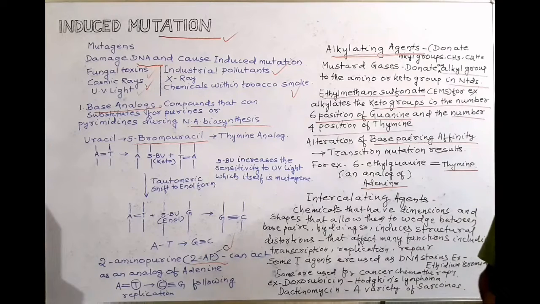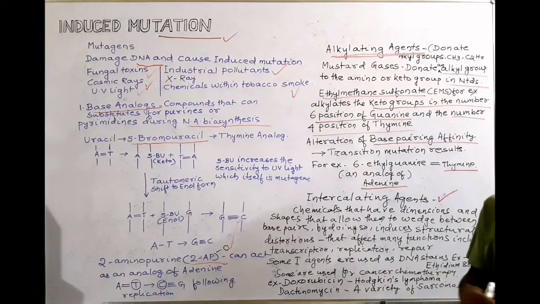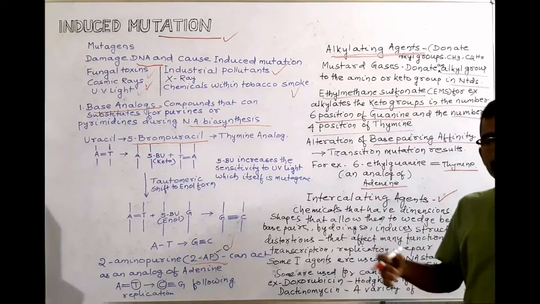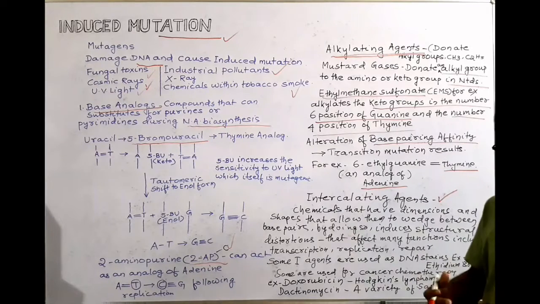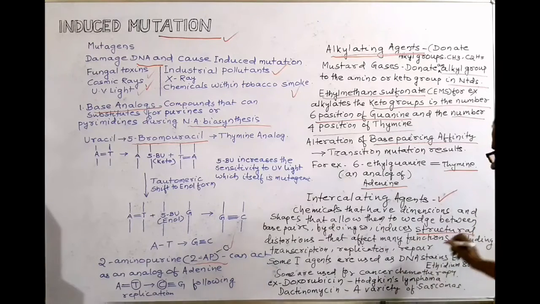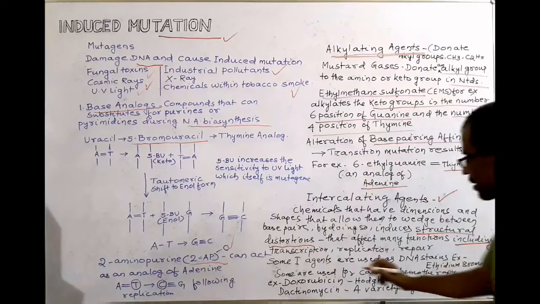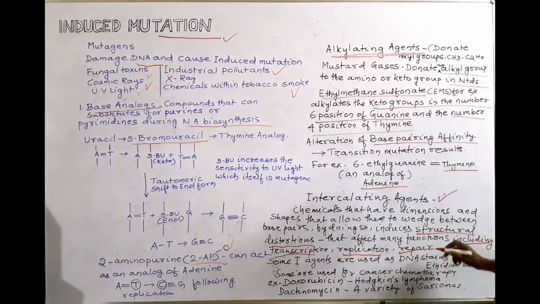Another group of chemical compounds has the shape and dimension by which they can wedge between base pair. These agents are called as intercalating agents. Intercalating agents are the chemicals that can fit between base pair. When intercalating agents are inserted between base pair, it induces structural distortions. So the intercalating agent causes structural distortion in the DNA double helix. So the structural distortions affect many functions including transcription, replication and repair.